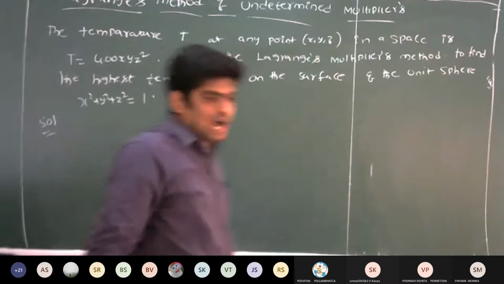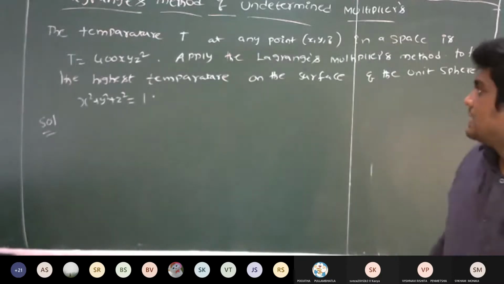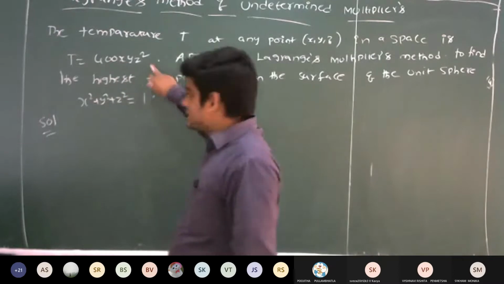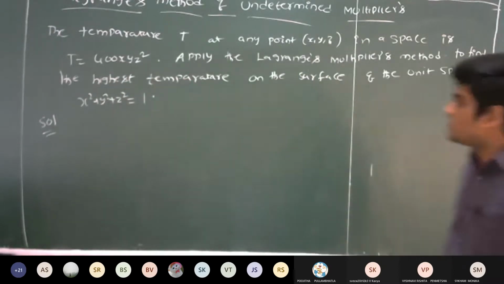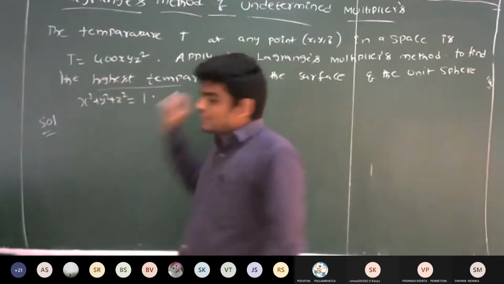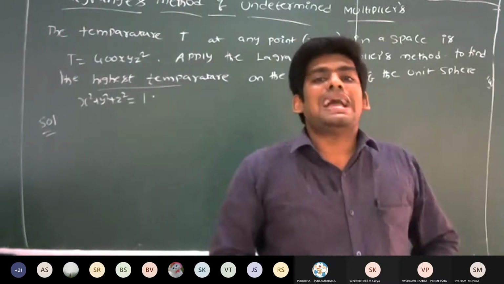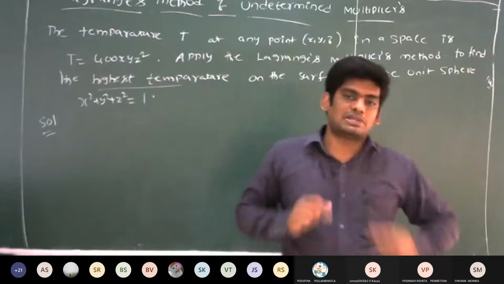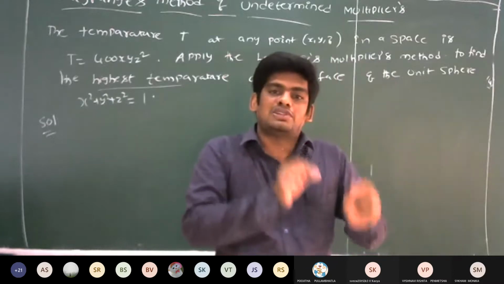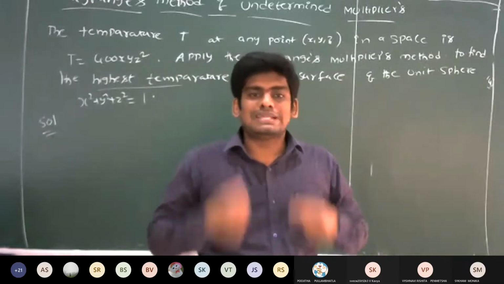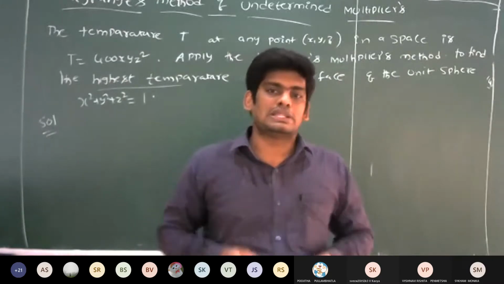Here we have two functions. One is T is equal to 400 x y z square. The second one is x square plus y square plus z square is equal to 1. By using this method, we have to find the highest temperature, that is the maximum temperature. You may get different values of x comma y comma z, and you can choose the suitable values such that the temperature is highest, that is the maximum at that point.